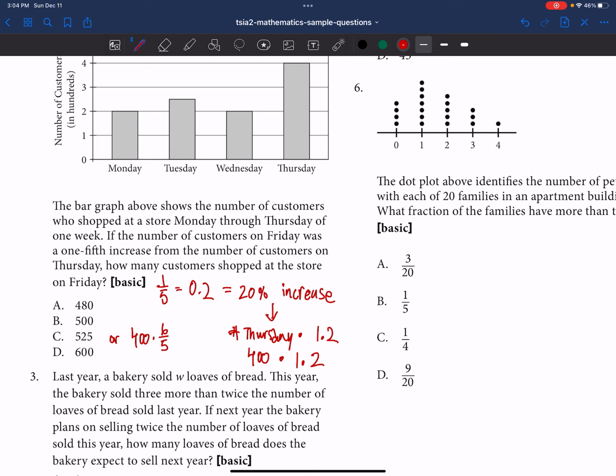I'm going to be doing this without a calculator whatsoever, so it might be a little bit easier to work with fractions than with decimals if we're doing it by hand. 400 divided by 5, well, I think that's 80, and 80 times 6 would be 480. So that should be answer choice A. Okay? Because that's a 1/5 increase.